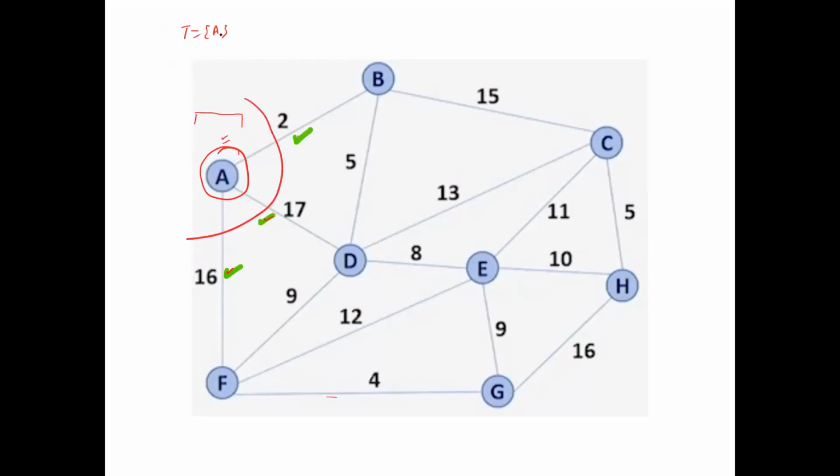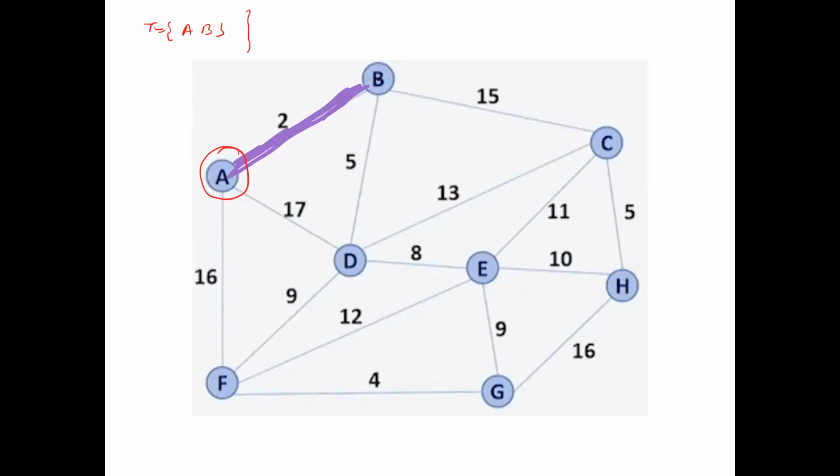The edges emanating from the vertex A are AF, AD and AB. Remember that we only consider the direct edges. Now out of these three edges, the weights are 2, 17 and 16. We have to pick the minimum weight edge. So the minimum weight edge is AB, and the next vertex chosen will be B.